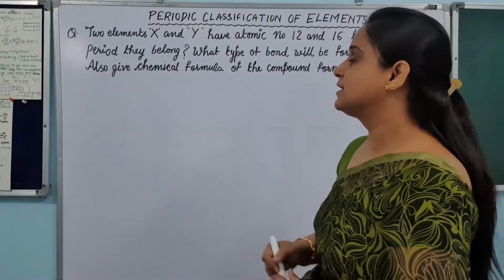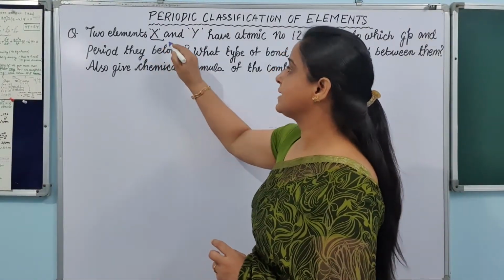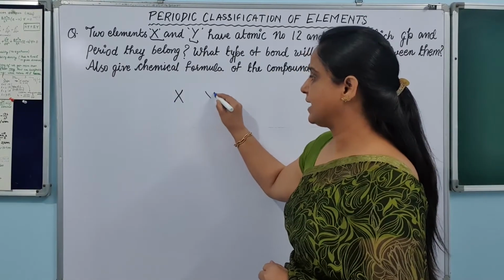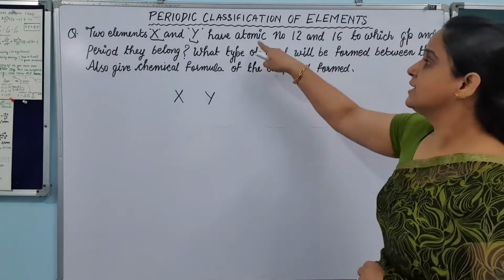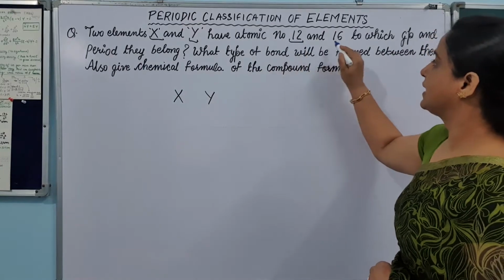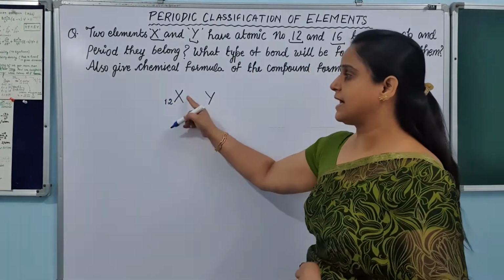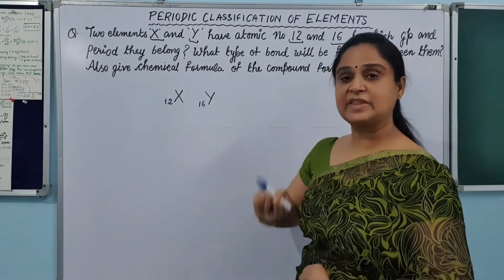So the question is, there are two elements, element X and element Y. Okay, so I'm going to write down the information X and Y. So next is, they have atomic numbers 12 and 16 respectively. So I'm writing down the atomic number here. X is having 12 and Y is having 16.